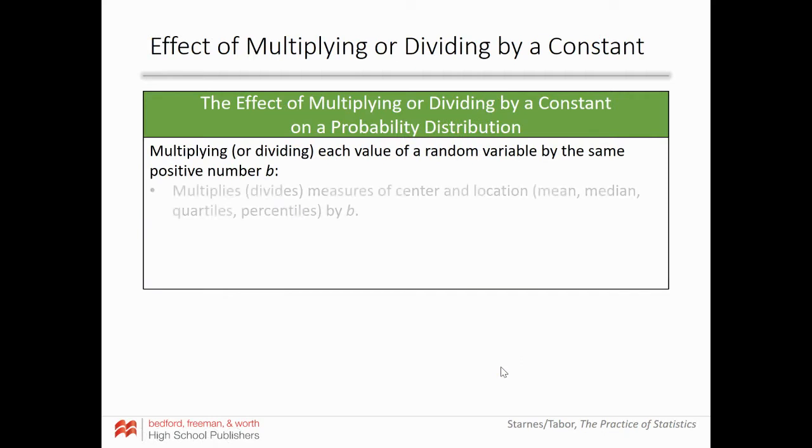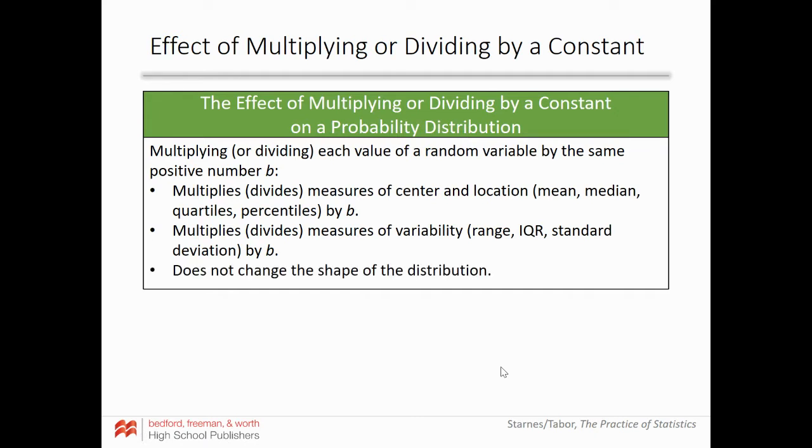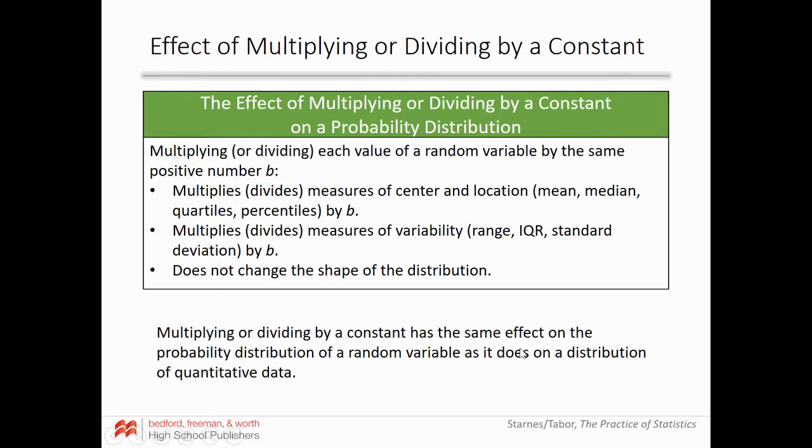All right. The effects of multiplying or dividing a number: it multiplies or divides the center. It does multiply or divide the variability, and it does not change the shape of the distribution. Again, this behaves the same way for probability distributions as it does for a regular quantitative data distribution.